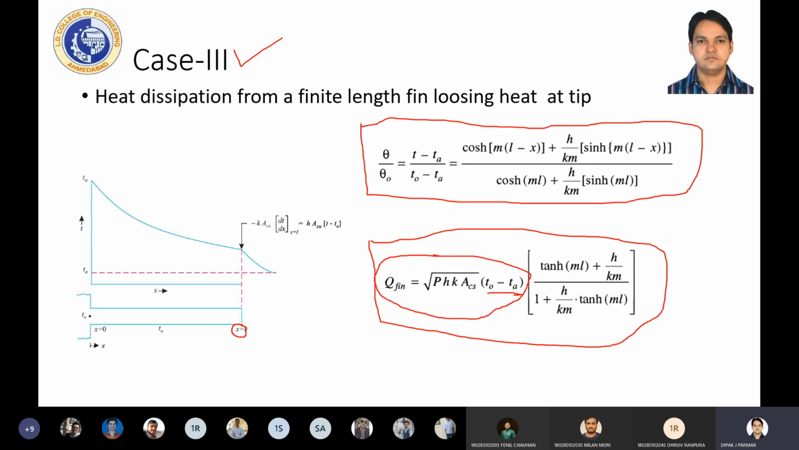Now once you are having a fin, the ultimate goal of using a fin is to increase the heat transfer rate. So our requirement in a practical situation is where we want to dissipate heat at a faster rate into the atmosphere, so that our object temperature will be within a temperature limit for proper functioning of your device. The temperature of your device should not increase beyond that.